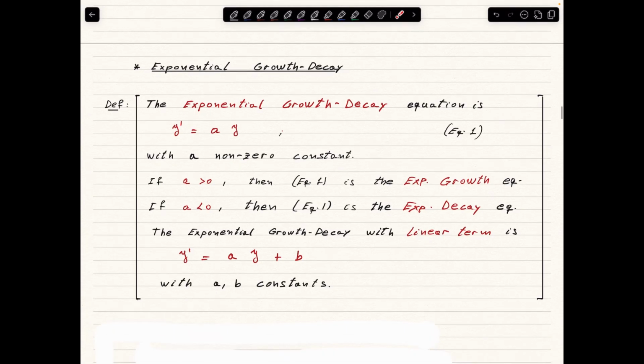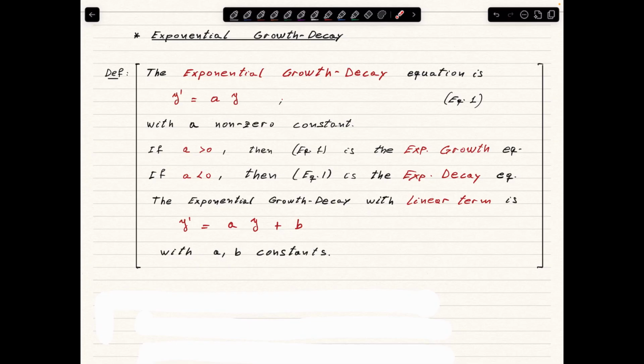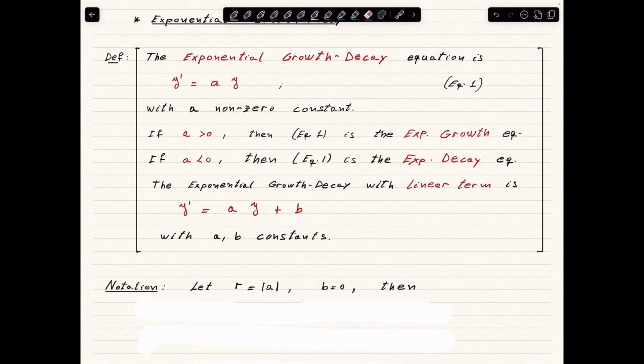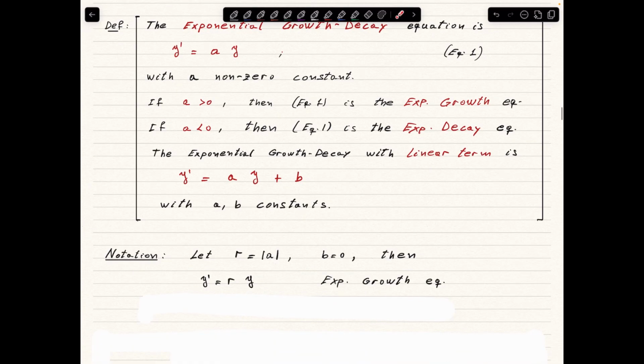One comment on the notation before we start solving these equations. We usually write in the literature these equations in terms of the absolute value of the constant here. So let's call the absolute value R. In the case that B is 0, for example, the linear term is not there, then we write the exponential growth equation like this. Notice that because R is the absolute value of the constant A, then of course R is positive.